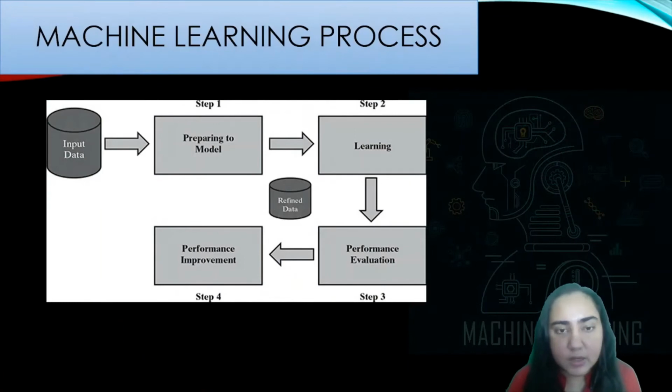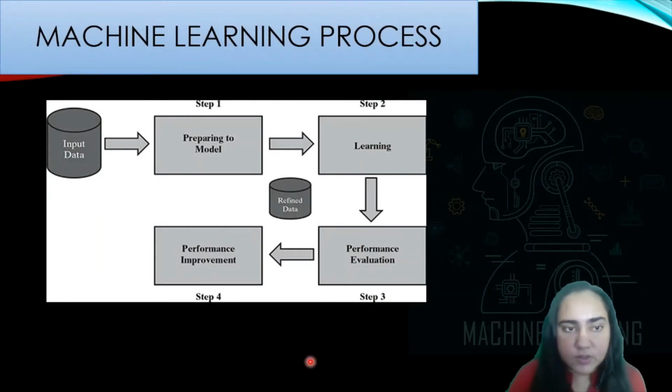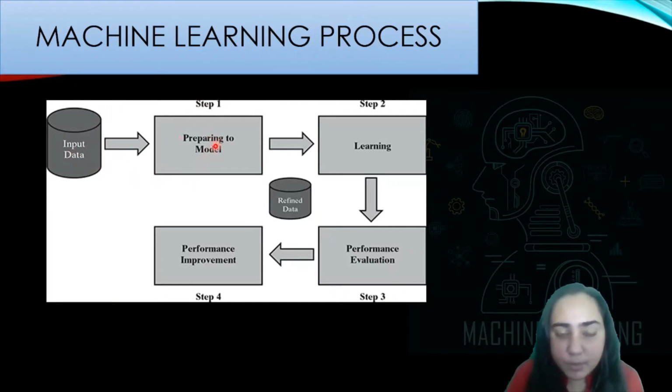So let's begin. What you see here is the process of machine learning. You first have your data, which is given to you, and the first step you will do is to prepare to model. Because before you apply your machine learning model, you have to do a lot of cleaning and organizing of your data in order to be able to perform machine learning. So this is the prepare to model part.